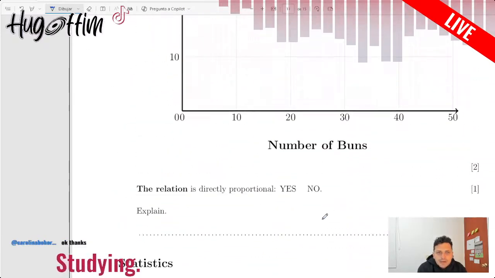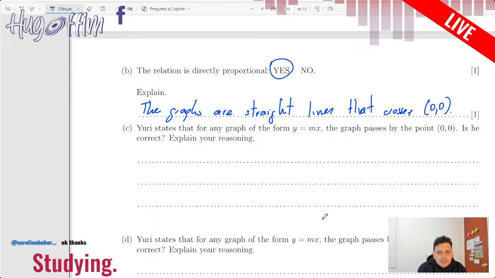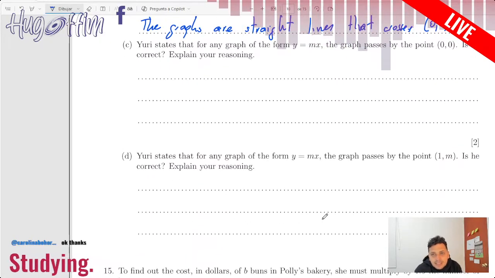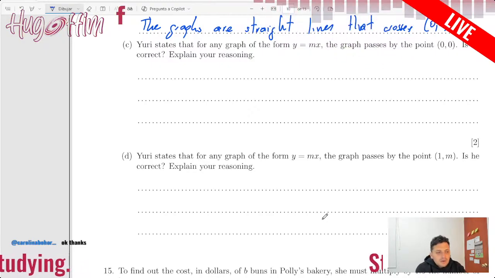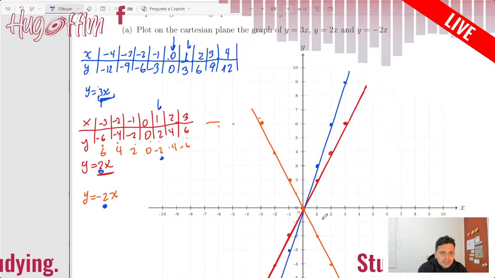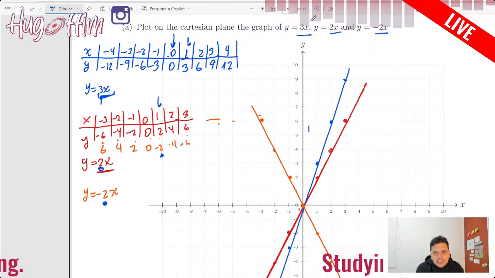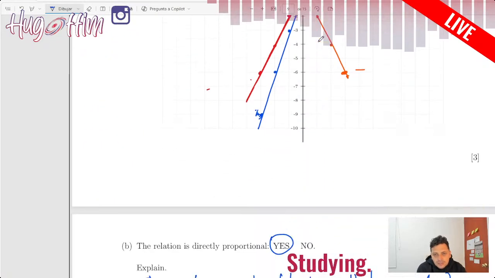Now I'm going to get back quickly to talk about 14C and D. 14C states: for any graph of the form y equals mx, the graph passes by the point 0, 0. Is it correct? Explain your reasoning. Again, let me repeat, just look at the graphs. You did 3 graphs of the same form, and the 3 graphs pass by 0, 0. Anytime you put 0 here, when you multiply it by the number, you get 0. So it's correct.